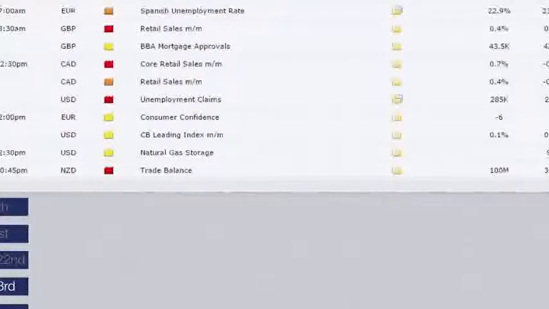US unemployment claims, again, this comes out so regularly, it's not really a market mover. It's not really anything that anyone's interested in. And then, of course, you've got the New Zealand trade balance, which you expect to come in a little bit lower than previous. Again, it all depends what the RBNZ do.